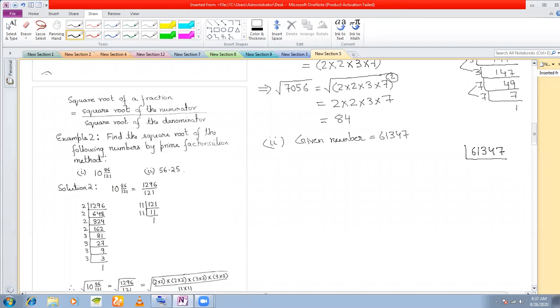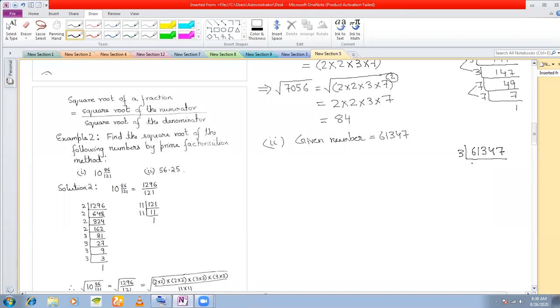Let's check. Some of you know the divisibility test for 3. It's a very simple test. You add up the digits. What is the sum of the digits? 6 plus 1, 7. 7 plus 3, 10. 10 plus 4, 14. 14 plus 7, 21. Is 21 divisible by 3? Yes, it is. So therefore, this number must be divisible by 3.